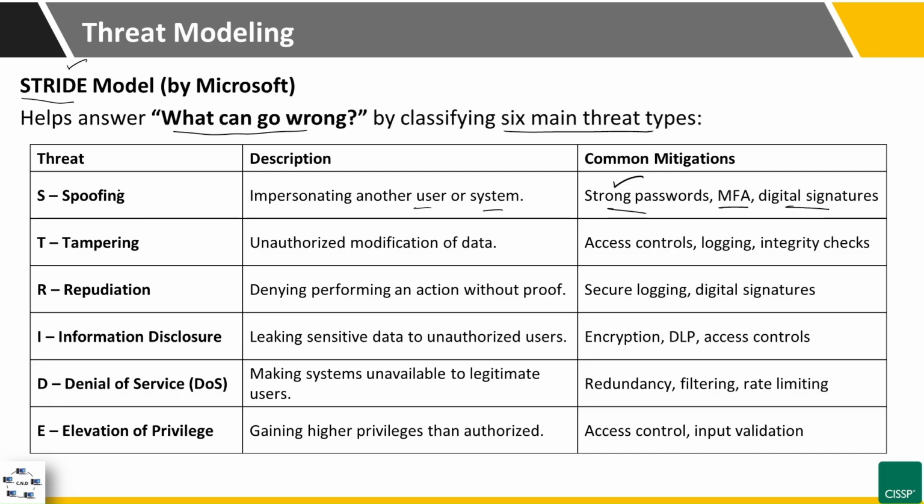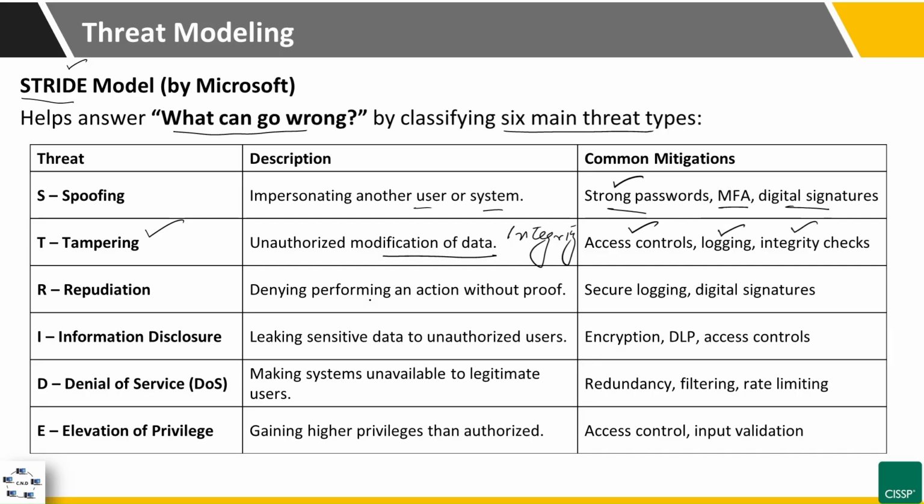Next is the T in STRIDE, which stands for tampering, and tampering is the unauthorized modification of data. If you remember from our initial slides in domain 1, tampering is when integrity of information is compromised. So this threat basically compromises the integrity of data, and mitigation techniques include access controls, logging, and integrity checks. Next is repudiation, which is denying performing an action without proof.